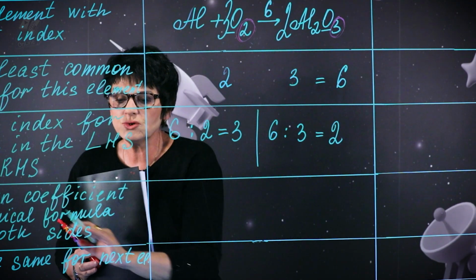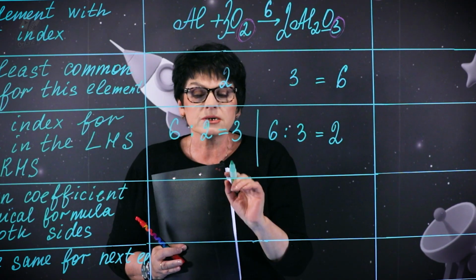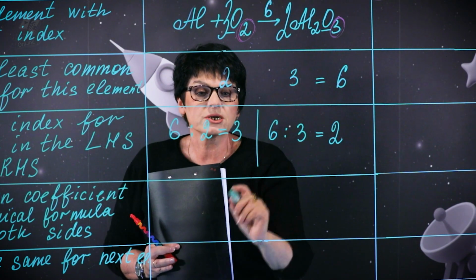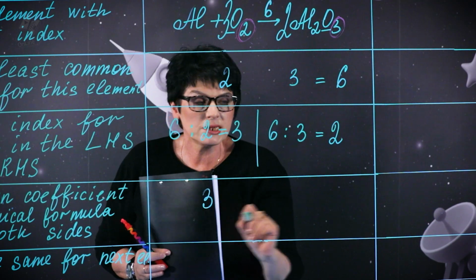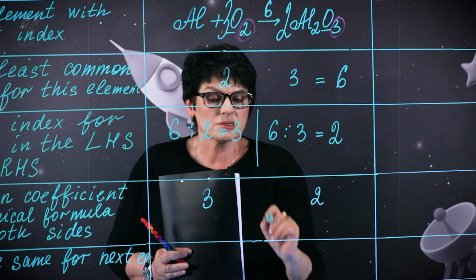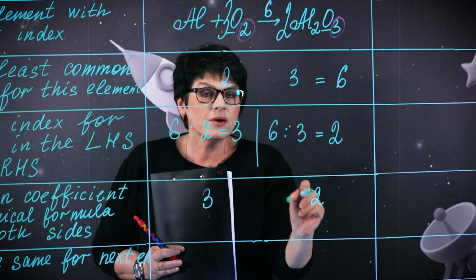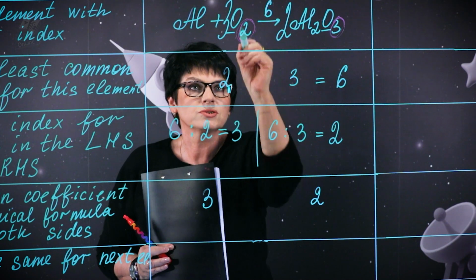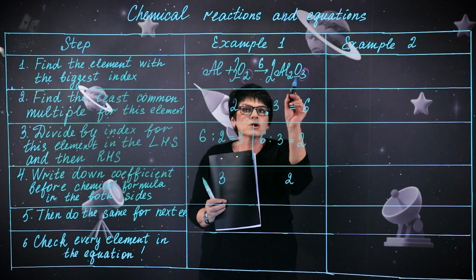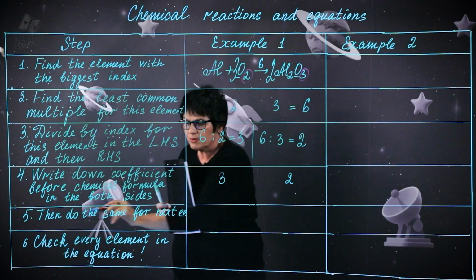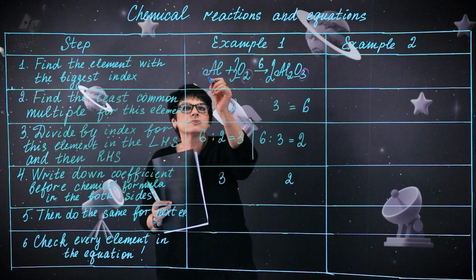Let's move on. Our coefficients are set, and we ended up with a coefficient of 3 on the left side and a coefficient of 2 on the right side in front of the substances that contain oxygen. Here it is a simple substance, here as part of a complex one. Now, after we've equalized the oxygen, we move on to the next element.